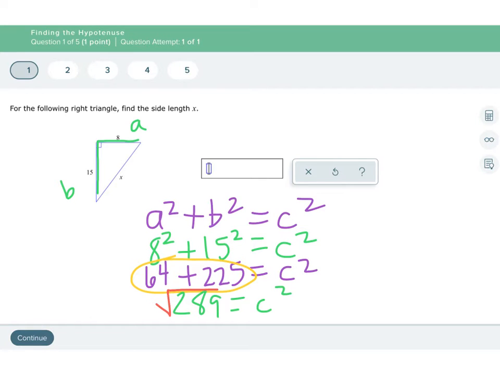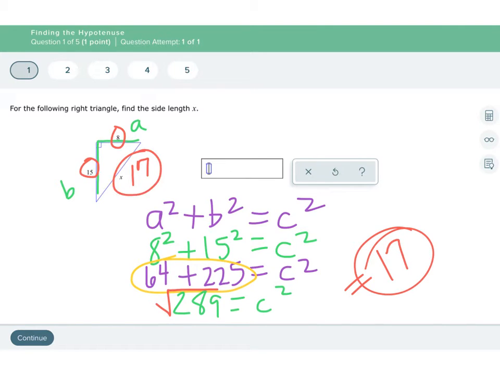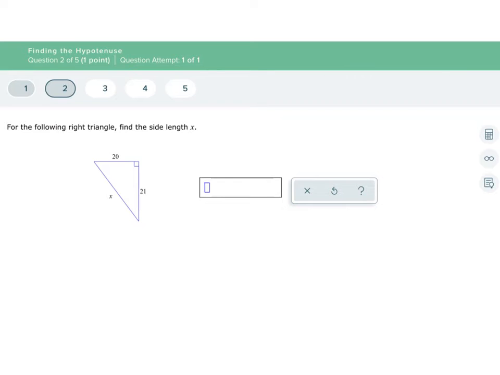So depending on your calculator, you'd have to play with that to get the square root button, but it should be 17. Now this answer of 17 is reasonable because we had 8, 15, and 17. 17 is the hypotenuse, which is the longest side of that right triangle. Here's another one you'll see.